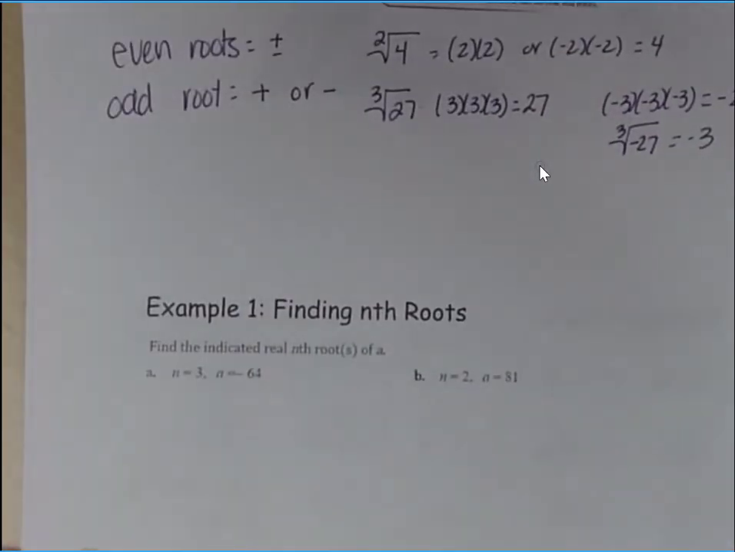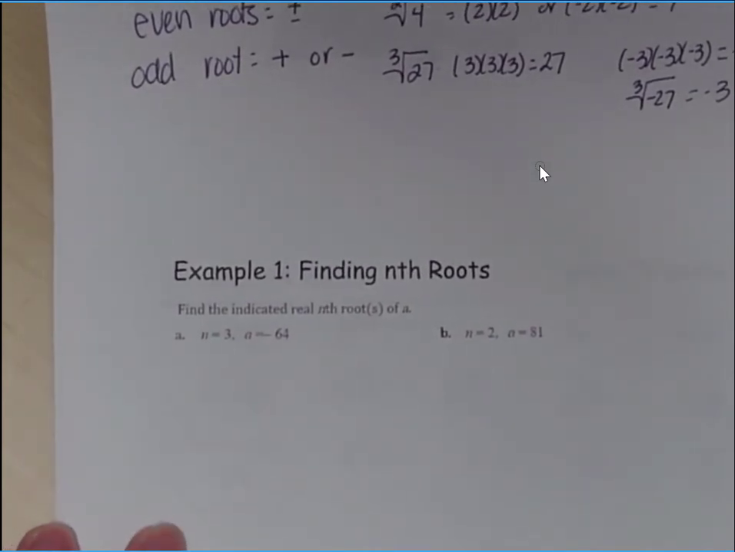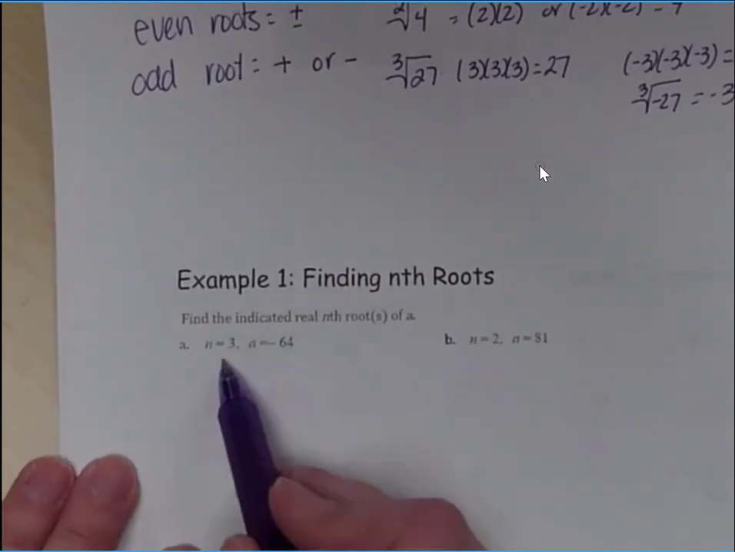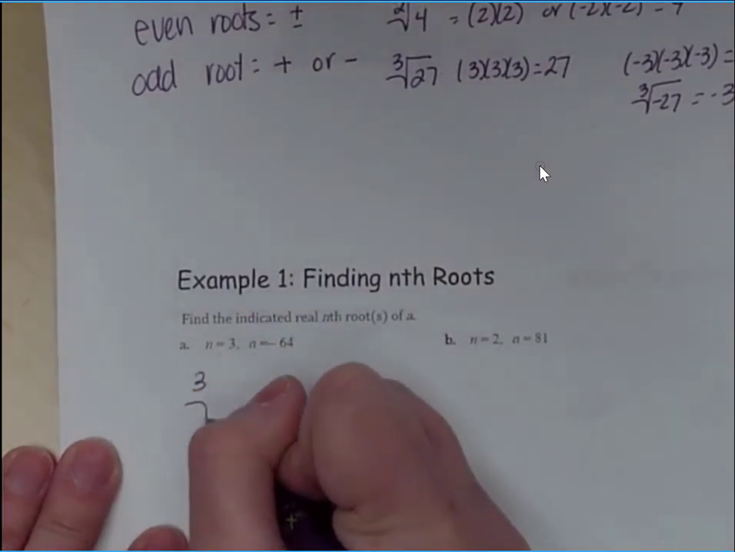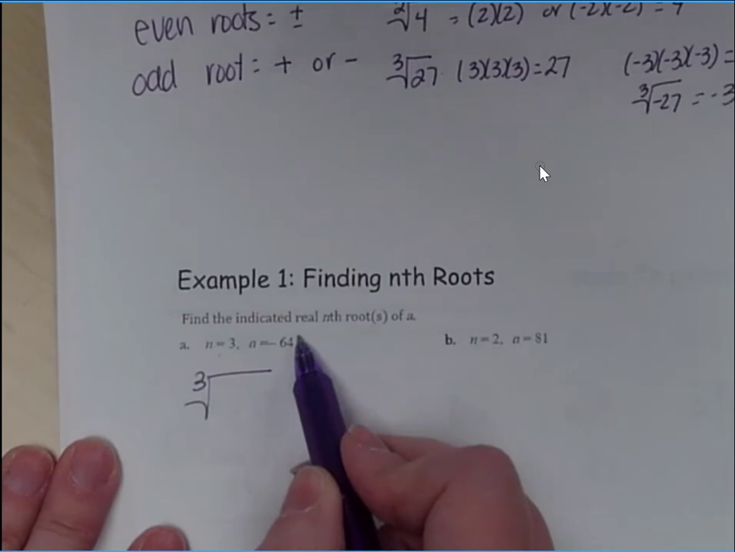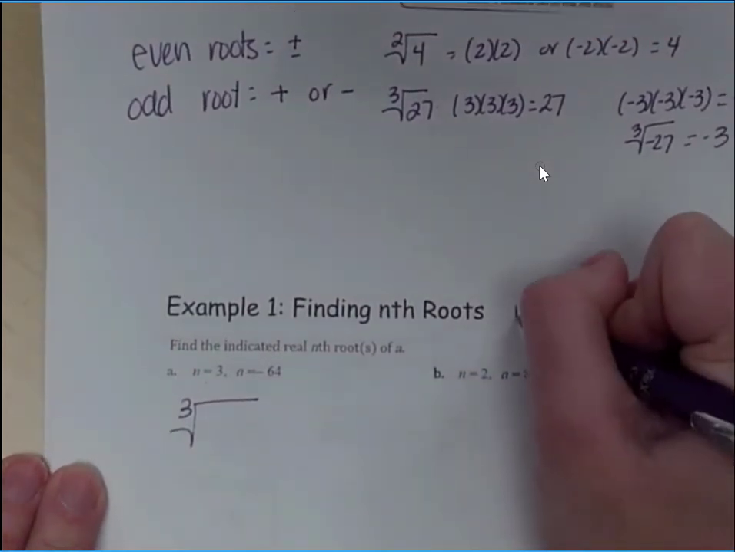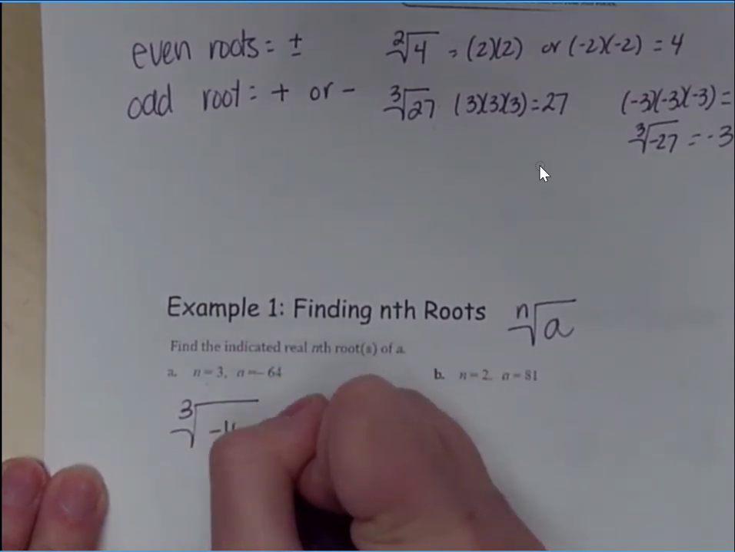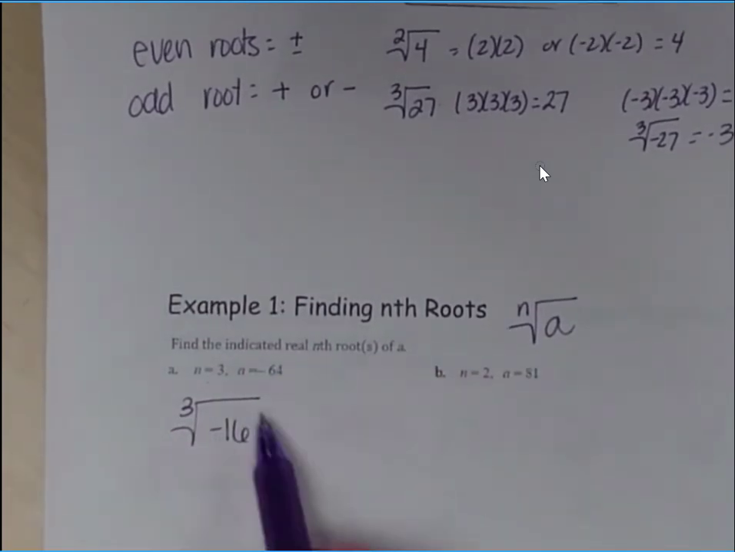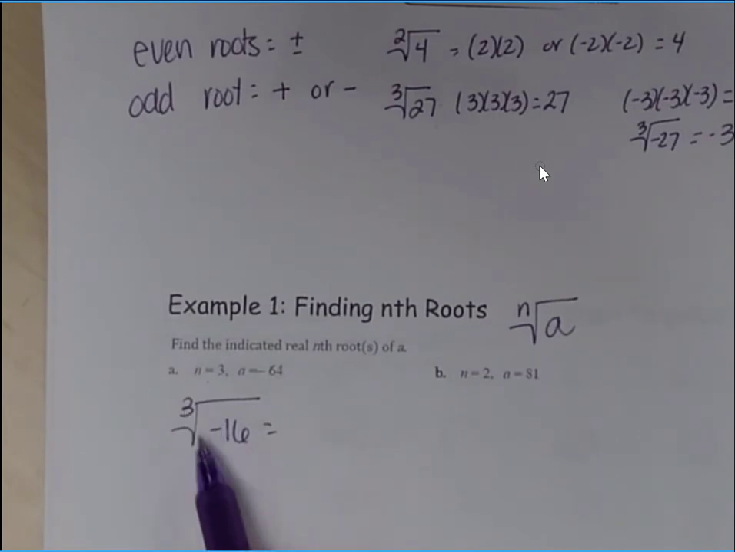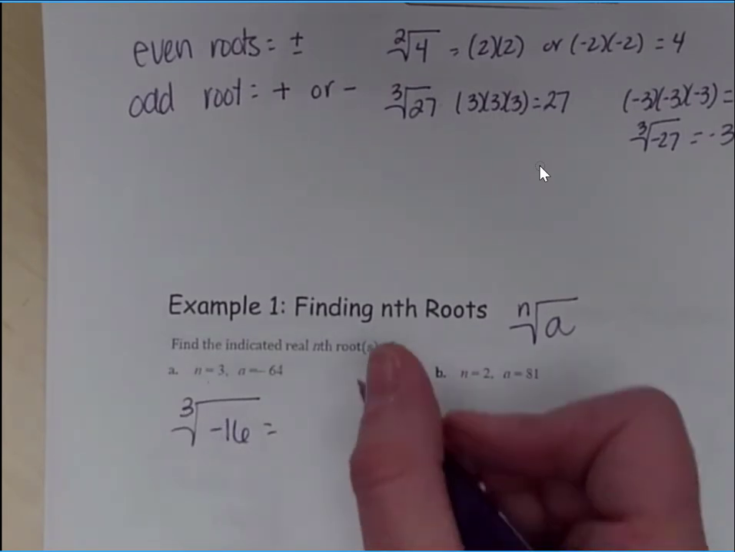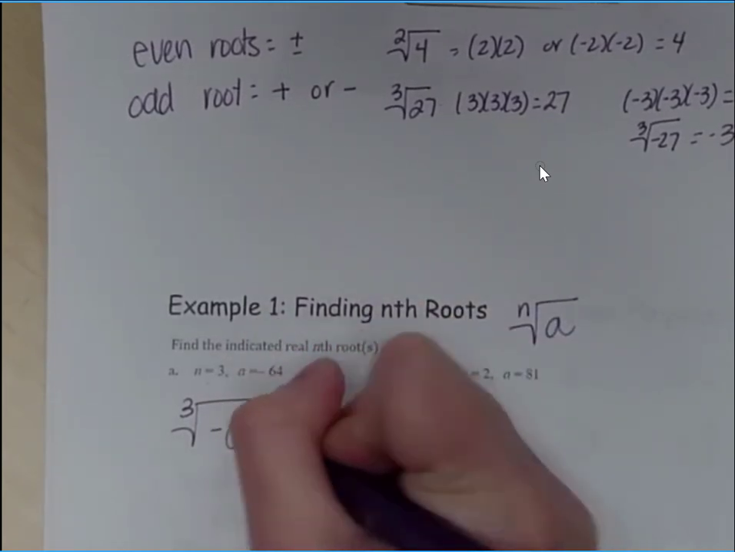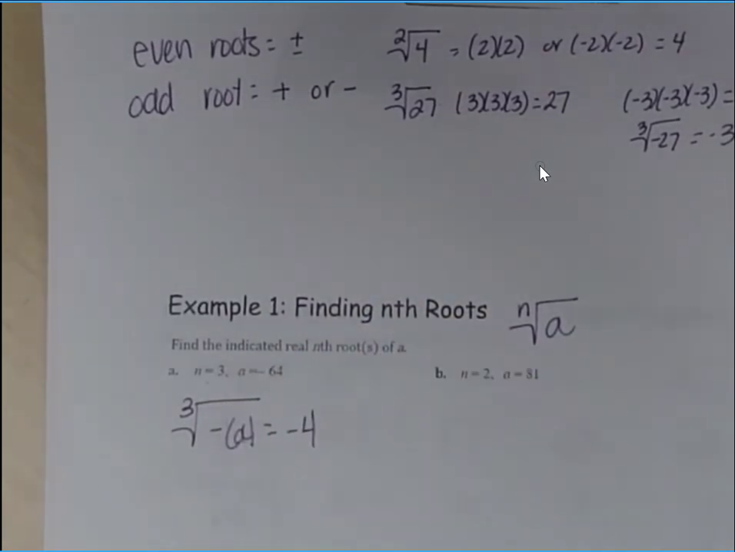All right, so let's take a look down here at example 1. Find the indicated real nth root of A. So n is my index, A is my radicand. What is the cubed root of negative 64? Sorry about that, I misspoke. The cubed root of negative 64 is negative 4.